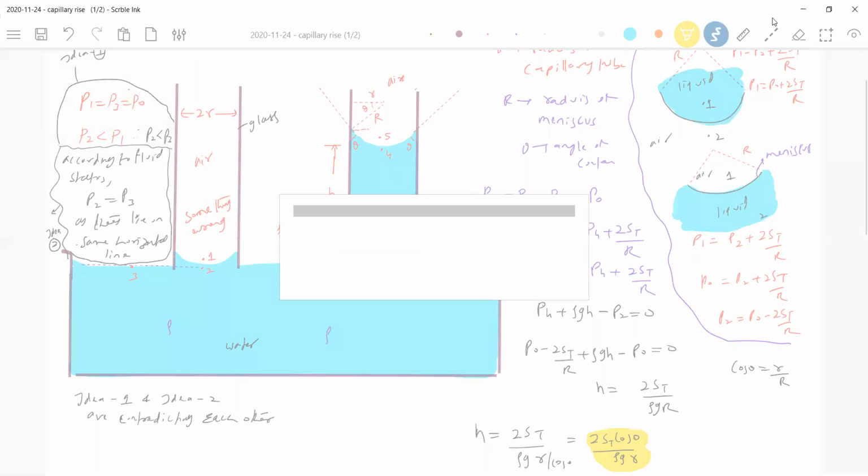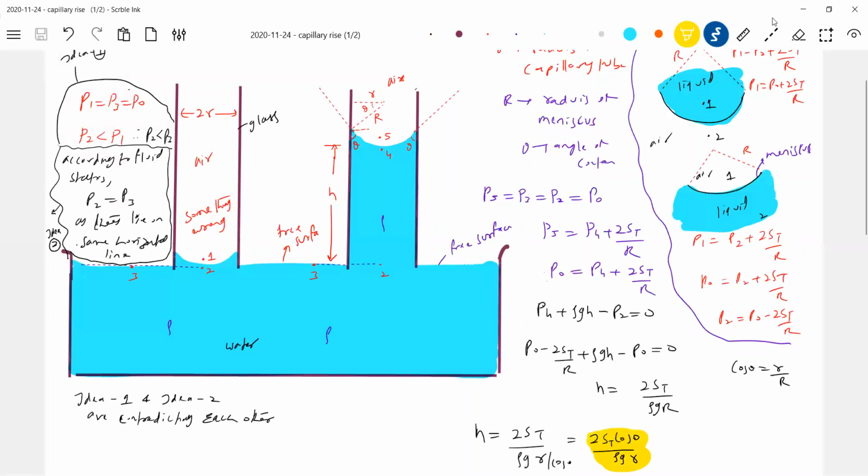Okay, now what is the shape of the meniscus? Next question comes. The shape of the meniscus will be hemispherical here, hemispherical in shape. Okay, agree with this? Any doubts? Because there's a basic one.